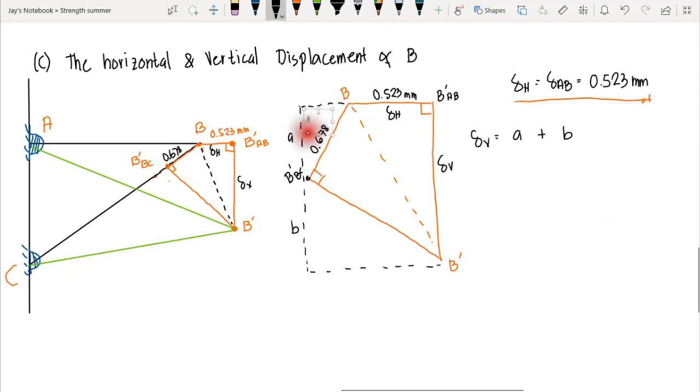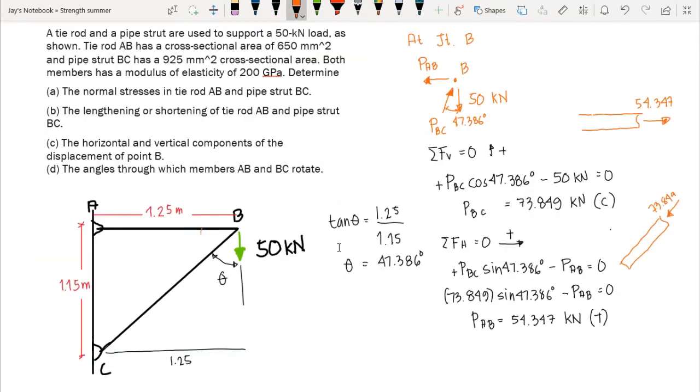By isolating this triangle here. Let's say this is X, so we could redraw and isolate the triangle as this one, and this length is 0.678, this one is X, and this one is A. However, we need to compute for the angle here. And the angle at this point is just the angle at this point here. Let's say this one is beta, and beta is just the complementary angle of our angle theta, which is 47.386.